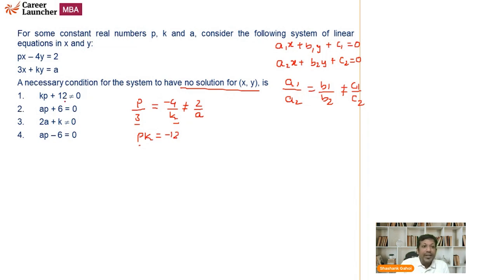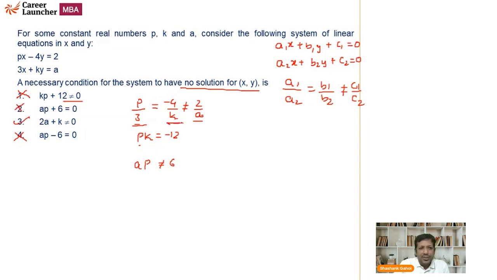Okay, and it says not 0, so rejected. Now take this and this. So this says ap is not equal to 6. So ap plus 6 equal to 0? No. ap minus 6 equal to 0? No, not possible. This I don't know. This again is not necessary. It may be a condition or not necessary. So my answer directly becomes this.